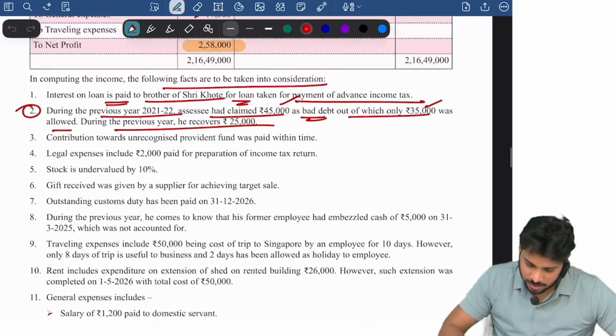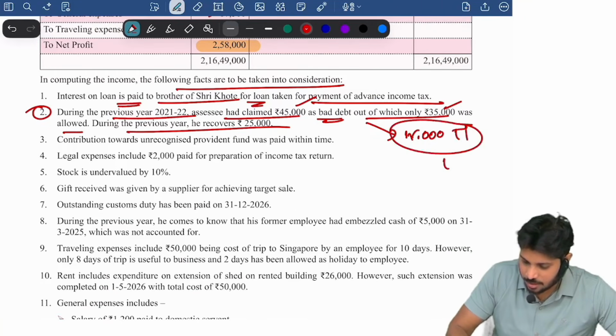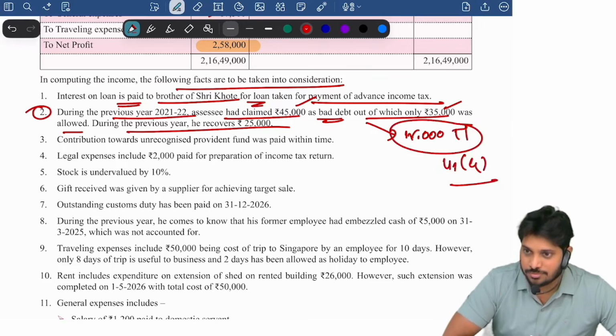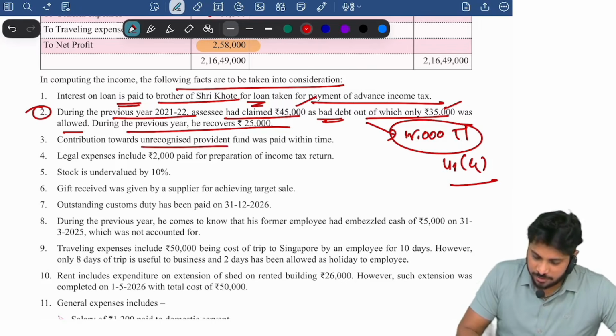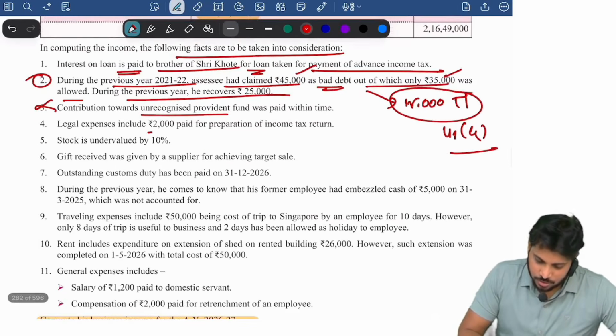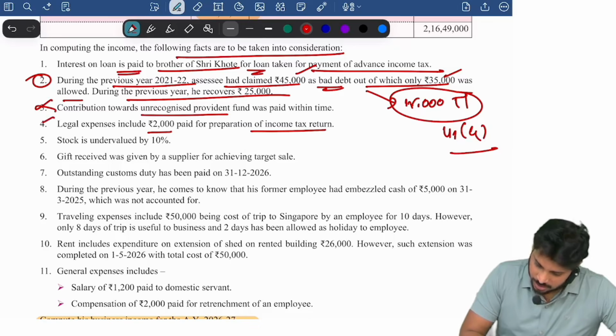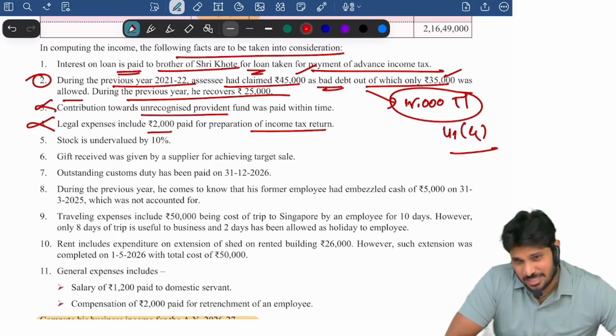15,000 is taxable. How much is taxable here? 15,000 rupees is taxable, section 41(4). Okay, that's it. Contribution to URPF was paid within the time, irrelevant. Legal expenses include 2,000 paid for income tax return, irrelevant. For preparation of income tax, still it's a personal expenditure. Income tax is always a personal expenditure.